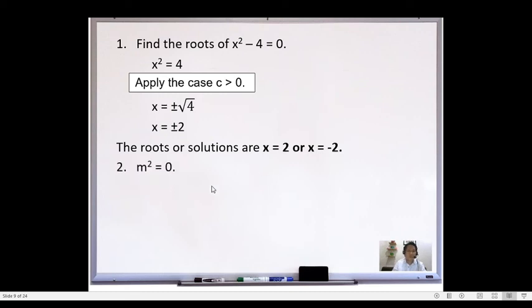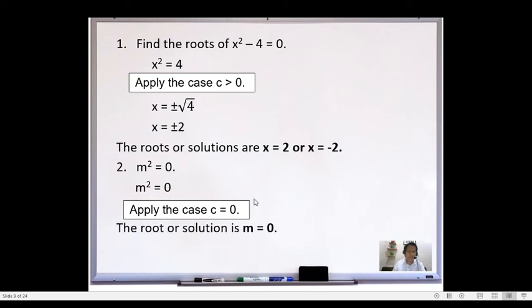Second example, m squared is equal to 0. In this case, we are going to apply the case c is equal to 0. Therefore, the root or solution is m is equal to 0.